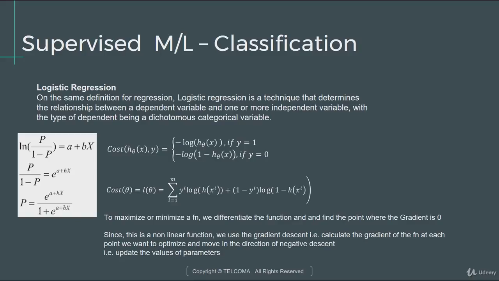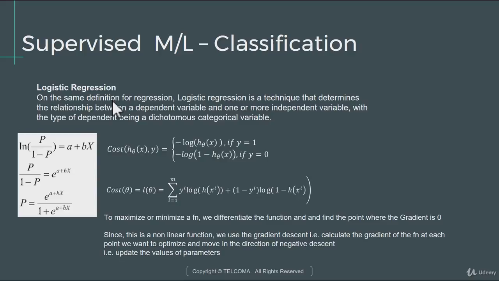Now, logistic regression is a technique that determines the relationship between a dependent variable and one or more independent variables, where the dependent variable is a dichotomous categorical variable. A dichotomous categorical variable is a categorical variable where you have only two outcomes at max. So something like, let's say, yes or no. That would be two classes, yes and no. So that's a dichotomous categorical variable or a binary variable. If you have three values, let's say yes, no, maybe, that wouldn't be termed as a dichotomous categorical variable, and we wouldn't be able to use logistic regression to solve such a problem.